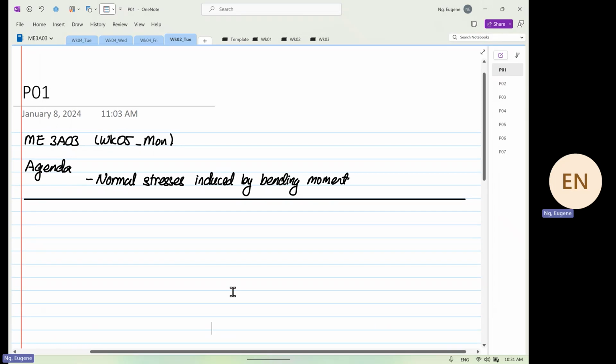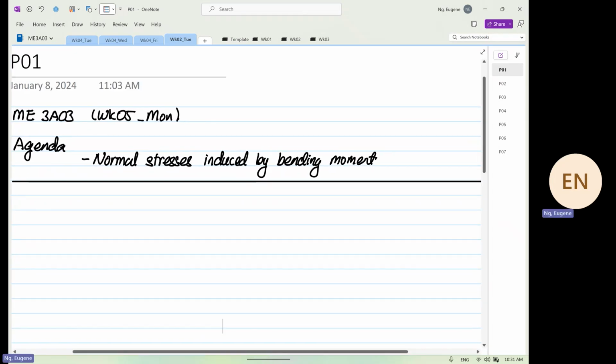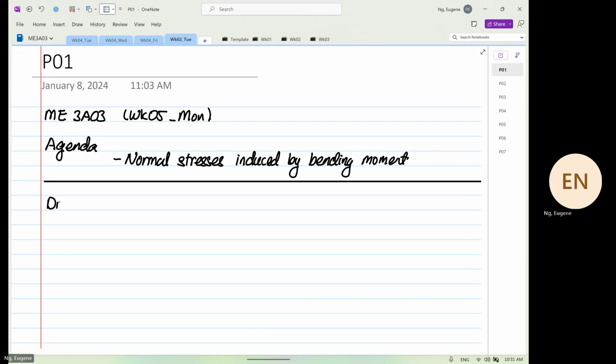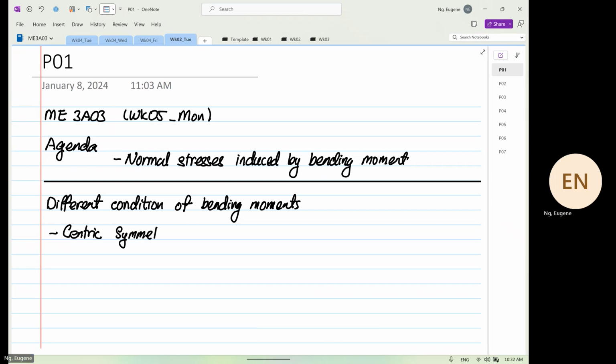Right. So today we're going to start on a new topic, and the new topic is normal stresses induced by bending moment. Okay, so there are different conditions of bending moment. So what are they? So we have centric symmetrical bending.